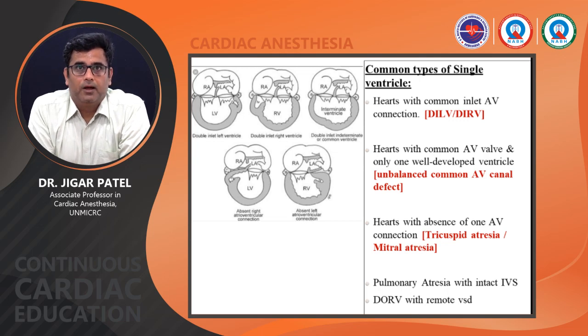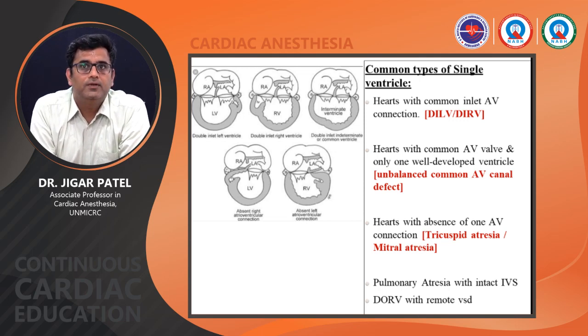So there are 5 common types. The first one is the heart with common inlet AV connection. It is double inlet left ventricle or double inlet right ventricle. The second type is the heart with a common AV valve and only one well developed ventricle. So it is the unbalanced common AV canal defect.